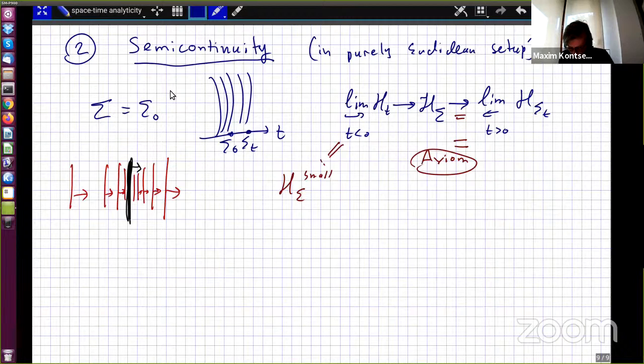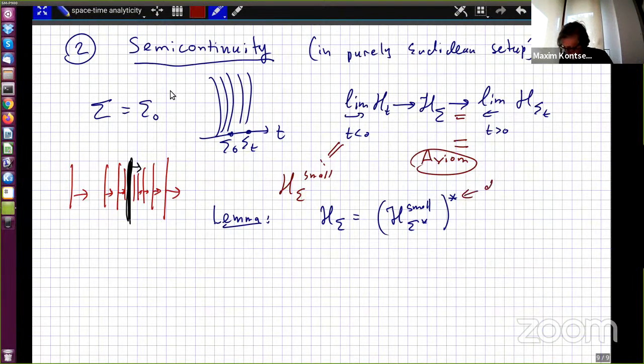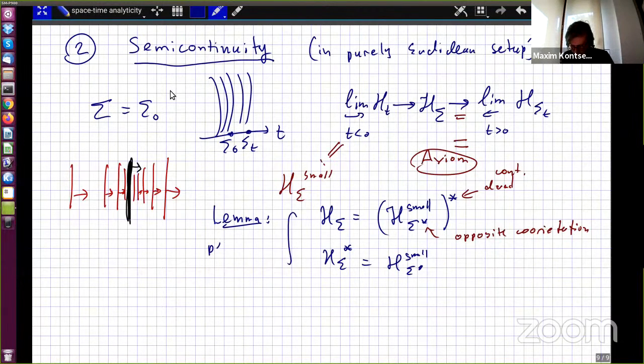And a kind of interesting fact, which just follows from nothing, is that H(Sigma) is H_small(Sigma*)*. The stars mean two different things here. One star means the continuous dual, and the other star means the opposite co-orientation. In fact, it's really a perfect duality. It's not only these things, but also the dual of H(Sigma) is equal to H_small. So it's really a perfect duality: one space is dual to another.